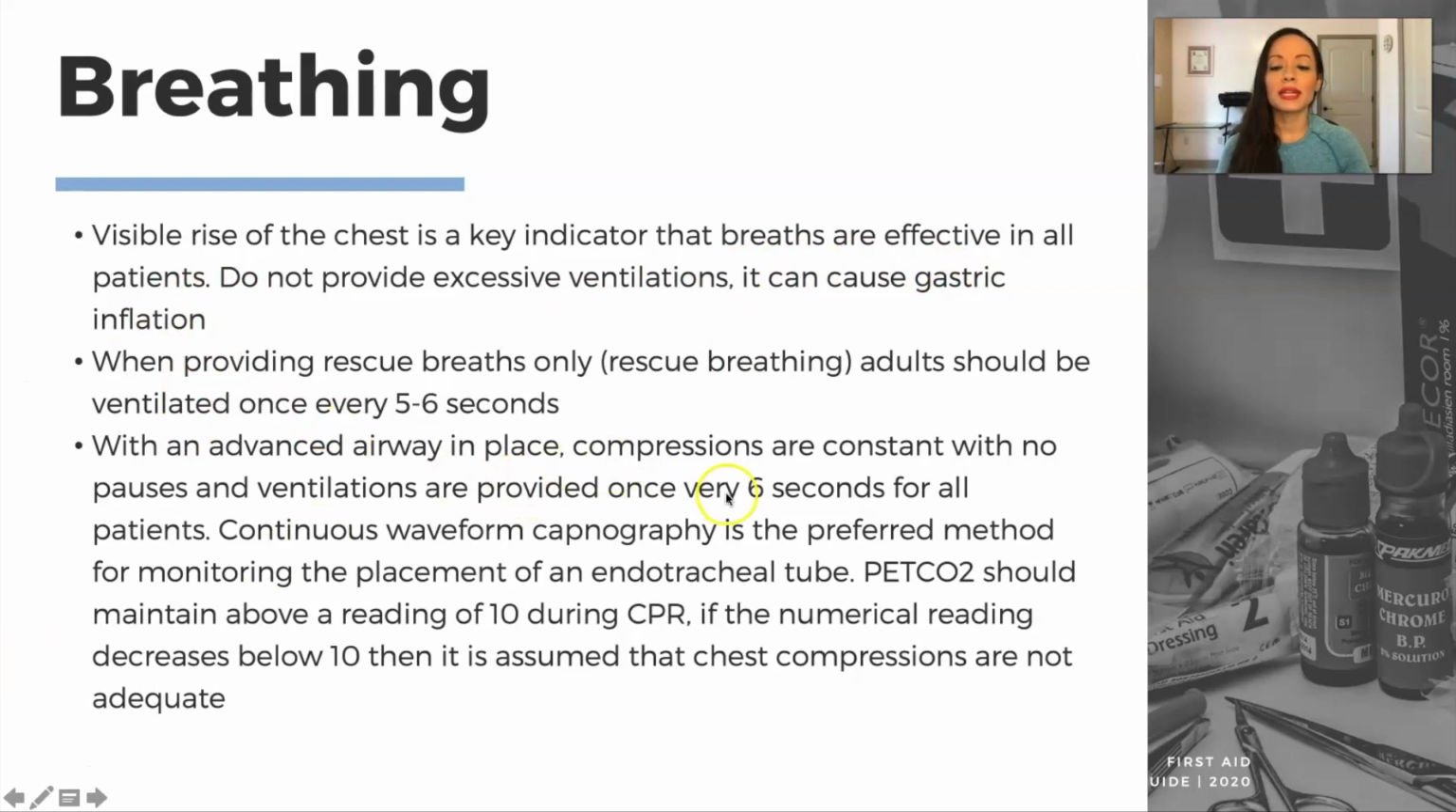With an advanced airway in place, compressions are constant with no pauses, and ventilations are provided once every 6 seconds for all patients. Continuous waveform capnography is the preferred method for monitoring the placement of an endotracheal tube. That is a test question, okay? So continuous waveform capnography is the preferred method for monitoring the placement of an endotracheal tube, not checking the acidity or the pH of it, not other methods.